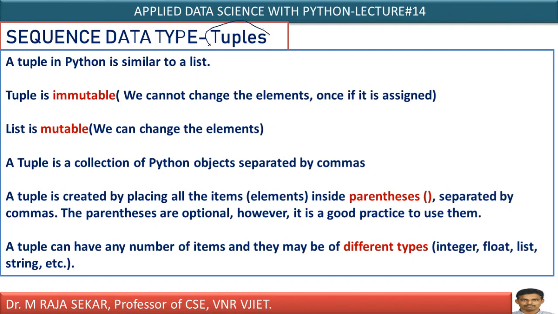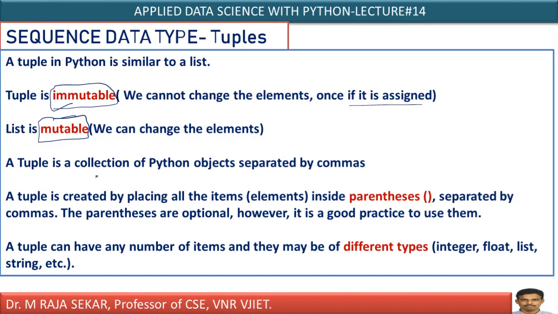In this lecture, we will try to understand tuples. In my previous lecture, that is in lecture number 13, I discussed about list. Tuple is similar to list, but there is a difference between tuple and list. What is the basic difference? Tuple is immutable, whereas list is mutable. Immutable means we cannot change the elements once it is assigned, whereas mutable means you can change. That's what we discussed in the case of lists.